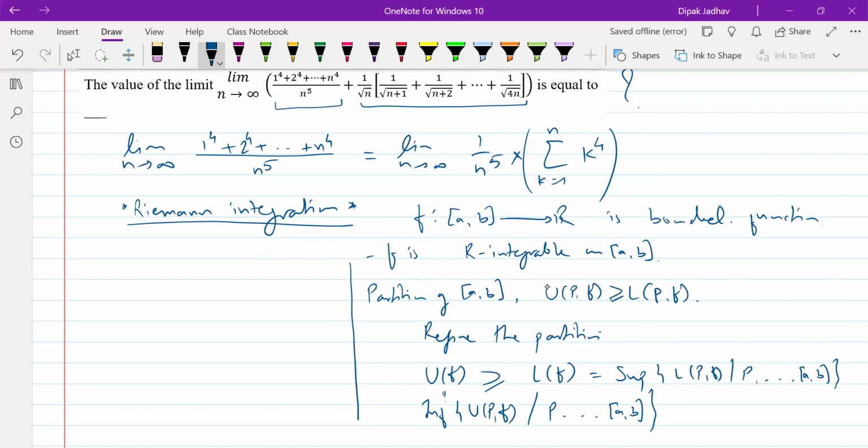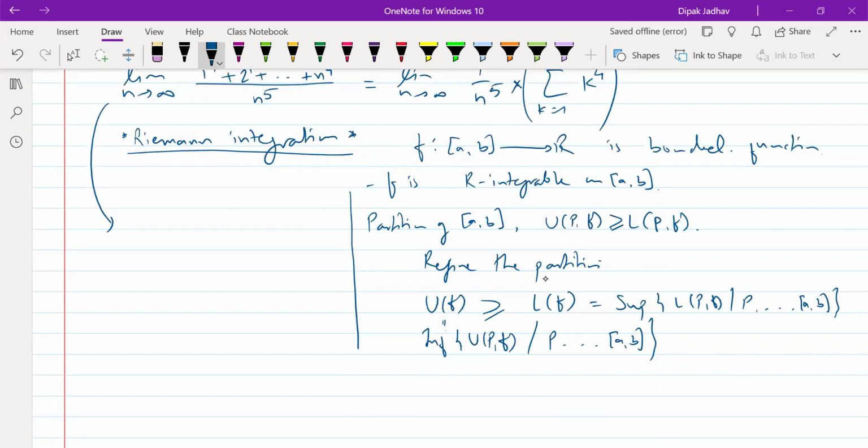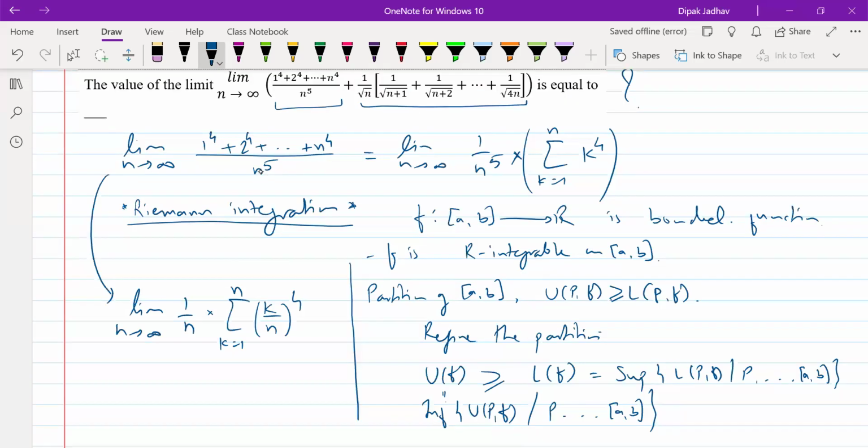So I can write this limit this way. Limit n tends to infinity of 1 by n into, you keep just 1 by n outside and the rest of the powers of n inside. We'll have something like this: k by n raised to 4, k runs from 1 to n. Is it okay up to here? You just pull out one power of n outside and the rest of the things you write in compact sum notation. So it will look like this.